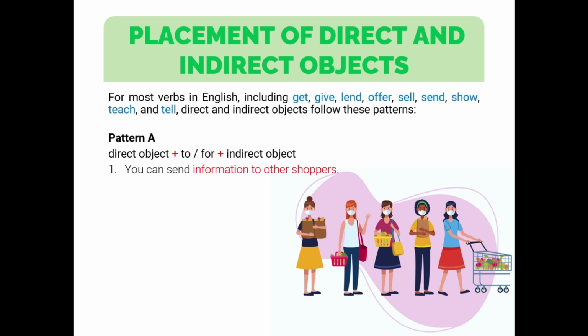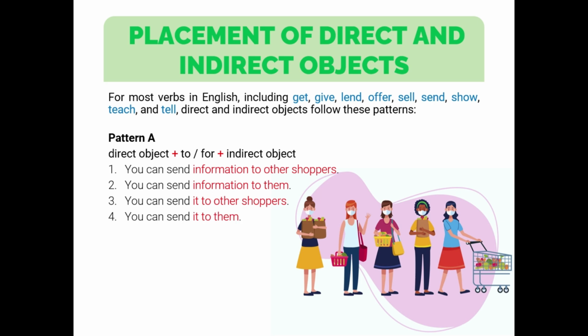Now, we can also simplify all of this, and provide the same message by using personal pronouns and object pronouns. For example, number 2, you can send information to them. Number 3, you can send it to other shoppers. Number 4, you can send it to them.